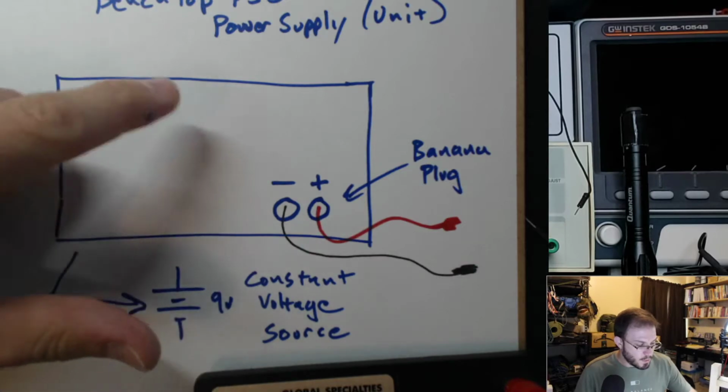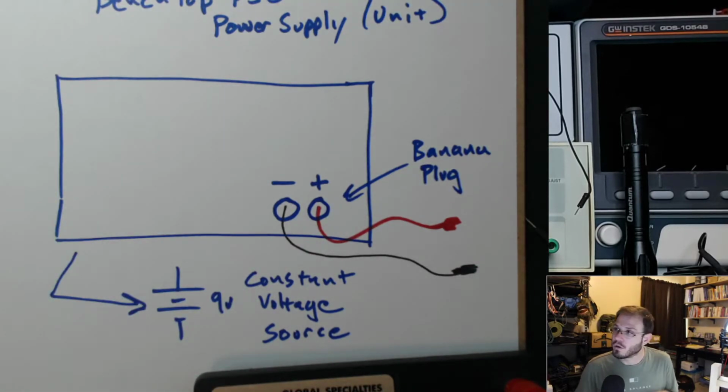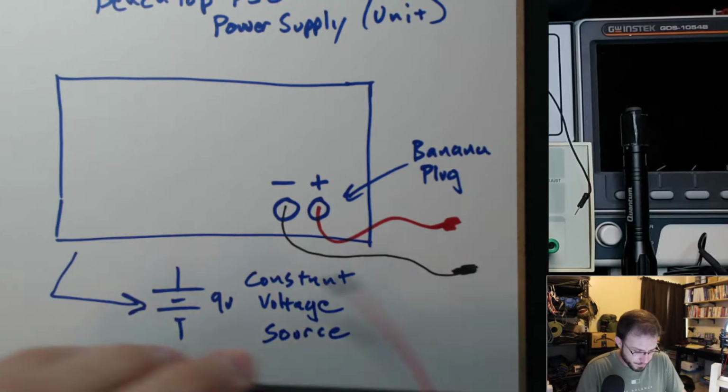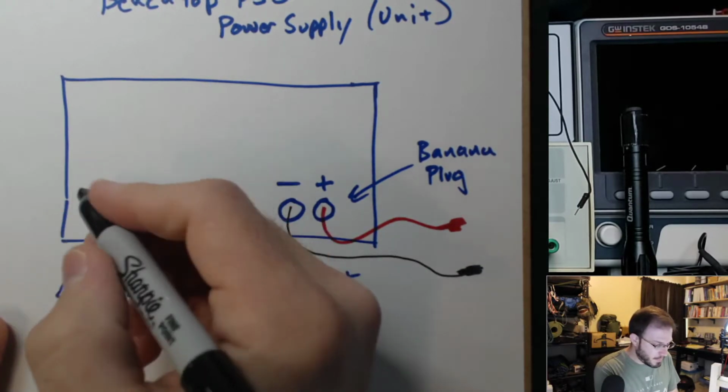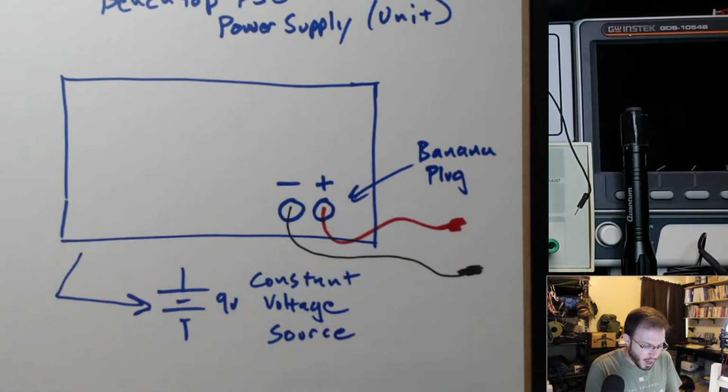Now there's another few features that a benchtop power supply actually provides. Now, first off, we need a way to change the voltage. So they usually have some type of an adjustment knob.